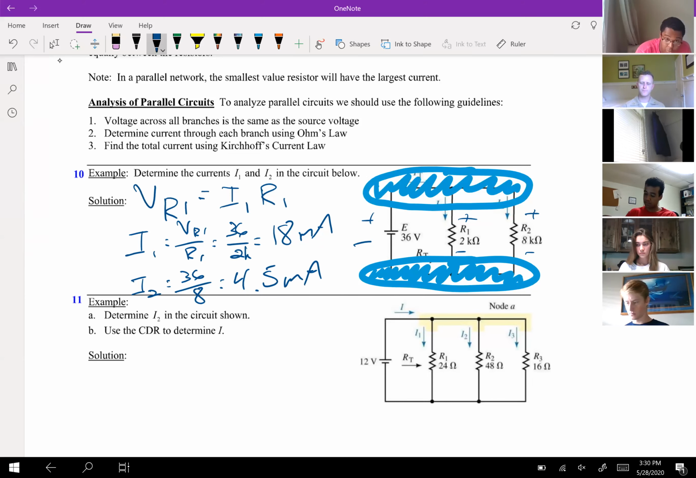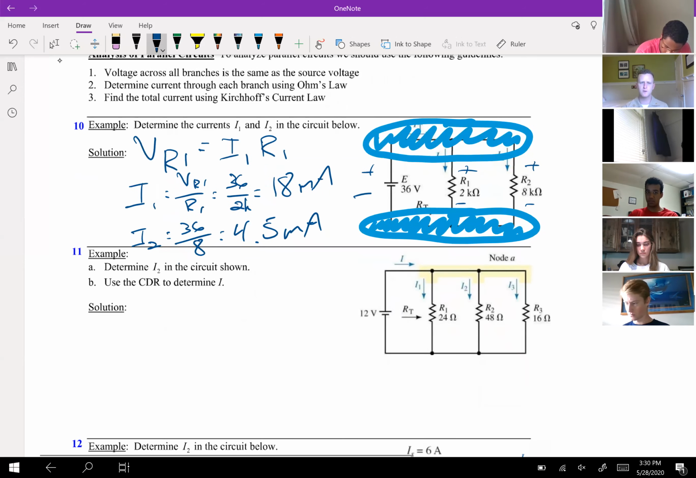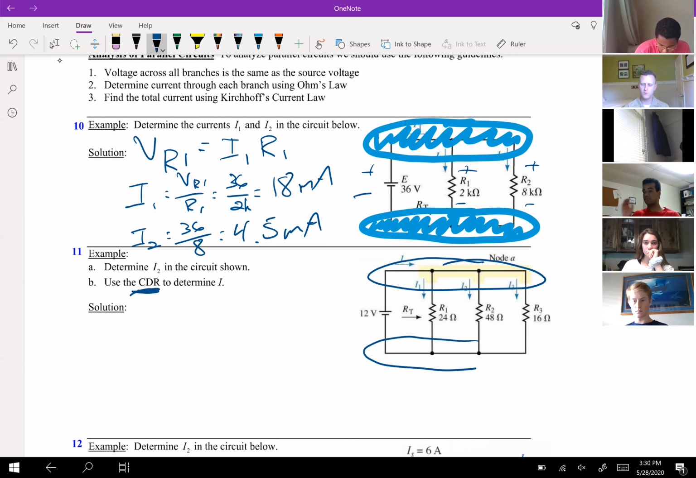4.5 milliamps. For number 11, because I'll dismiss class here in just a sec, and if you wanted to work this one before you get to your homework, I'll send out the solution. But this one is just practicing using current divider rule. So here is all of the nodes. They're all in parallel.